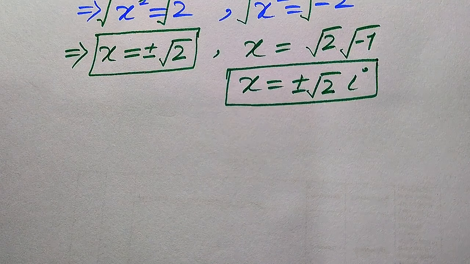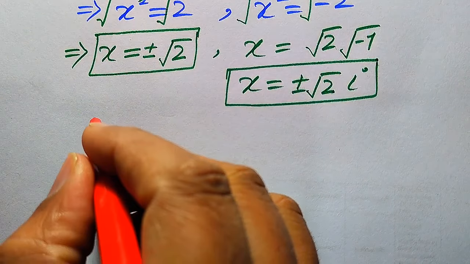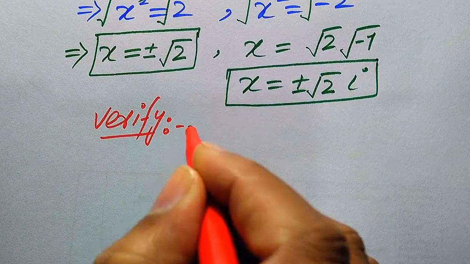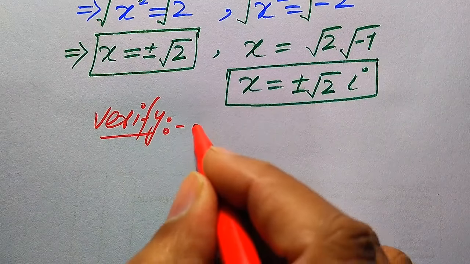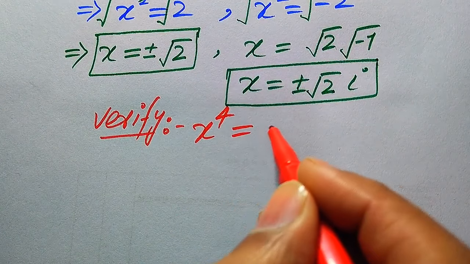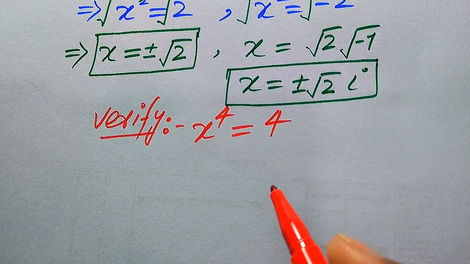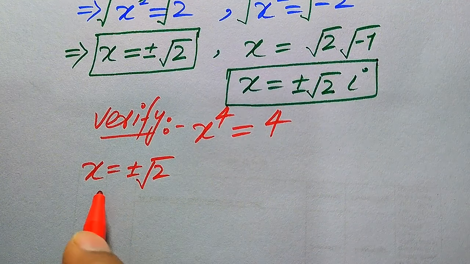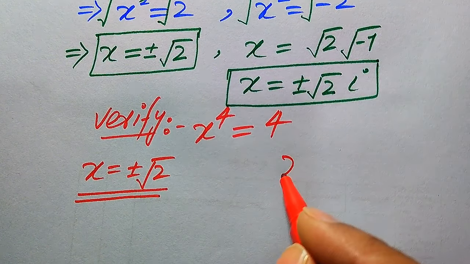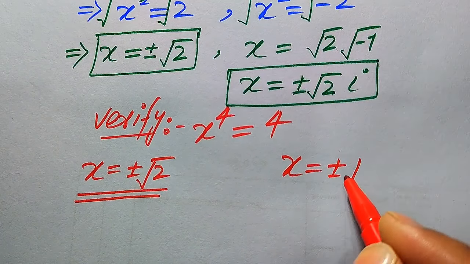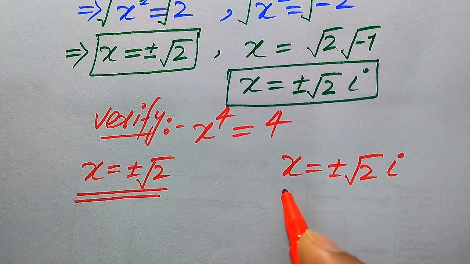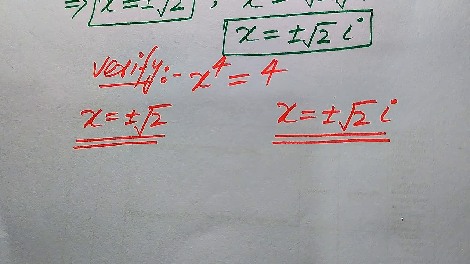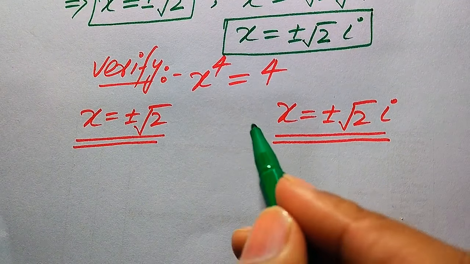And now in the next step, we need to verify whether all of these 4 roots are solutions, or whether some of these 4 roots are extraneous roots. For this we need to copy down the given question statement. Here it is x to the power of 4 equals 4, and on this side we will verify x equals plus or minus square root of 2, and on this side we will verify x equals plus or minus square root of 2 times iota. So we need to verify all of these 4 roots.